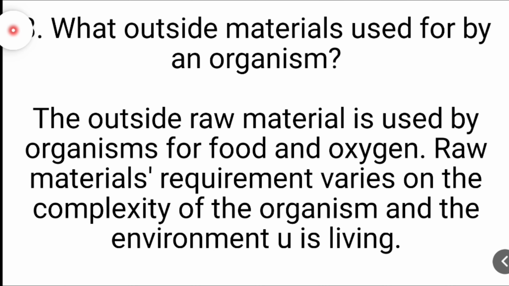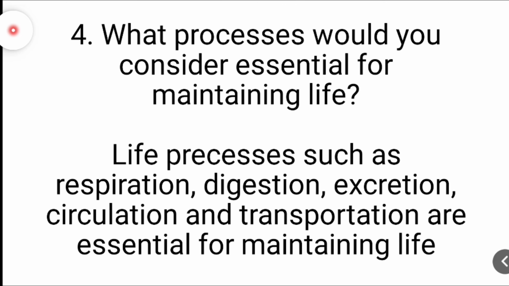Number 3 is, what outside material is used for by an organism? The outside raw material is used by organisms for food and oxygen. Raw material requirement varies on the complexity of the organism and the environment it is living in. Next, number 4, what processes would you consider essential for maintaining life? Life processes such as respiration, digestion, excretion, circulation and transportation are essential for maintaining life.